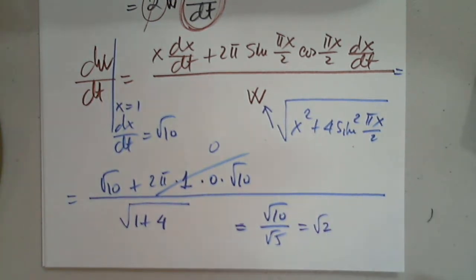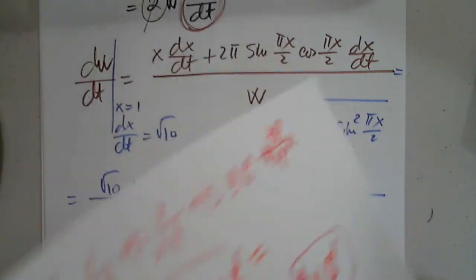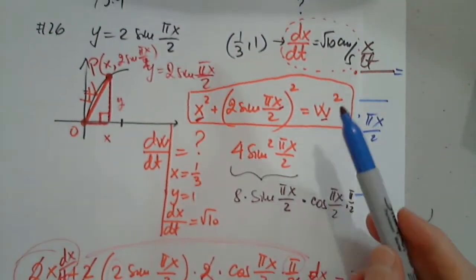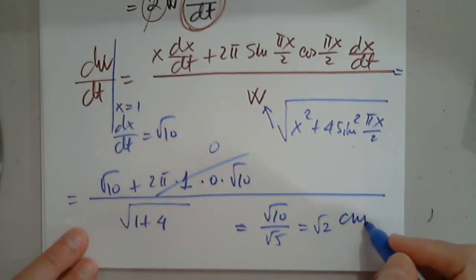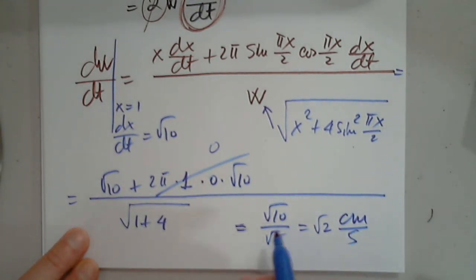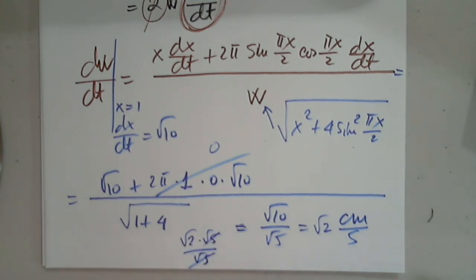Measurement unit. Where is my measurement unit? Centimeters per second. Because the square root of 10 is the square root of 2 times the square root of 5 over the square root of 5, so I simplified. Any questions on this problem? Any step of the way? Anything?